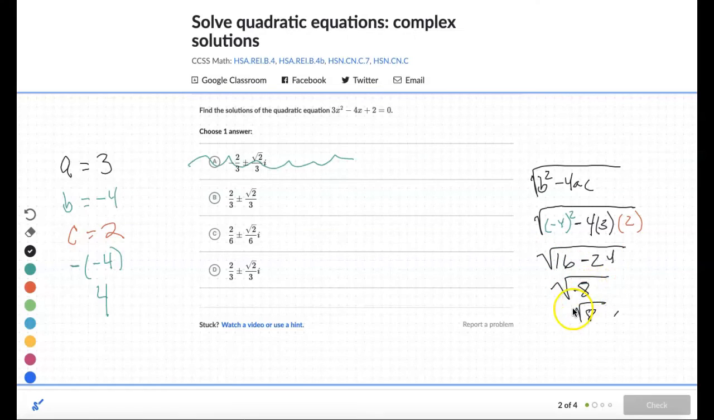Okay, so in this case, we do have the square root of 8i, which eliminates this answer here. So now what we need to figure out is what's going to happen. It'll either be C or D. This one's a little more interesting, so let's compose everything together. We know that our x is going to equal 4 plus or minus square root of 8i divided by 2 times 3.